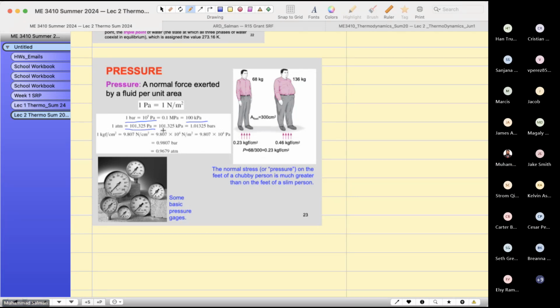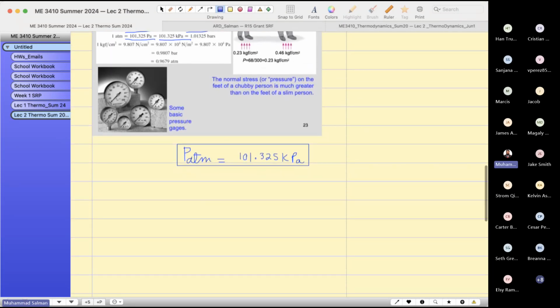1 atmosphere, which is what we are usually concerned with, is 101.325 kilopascals. So this is important: atmospheric pressure is 101.325 kilopascals. This is important information, or usually we call it about 100 kilopascals if you want an estimated value.